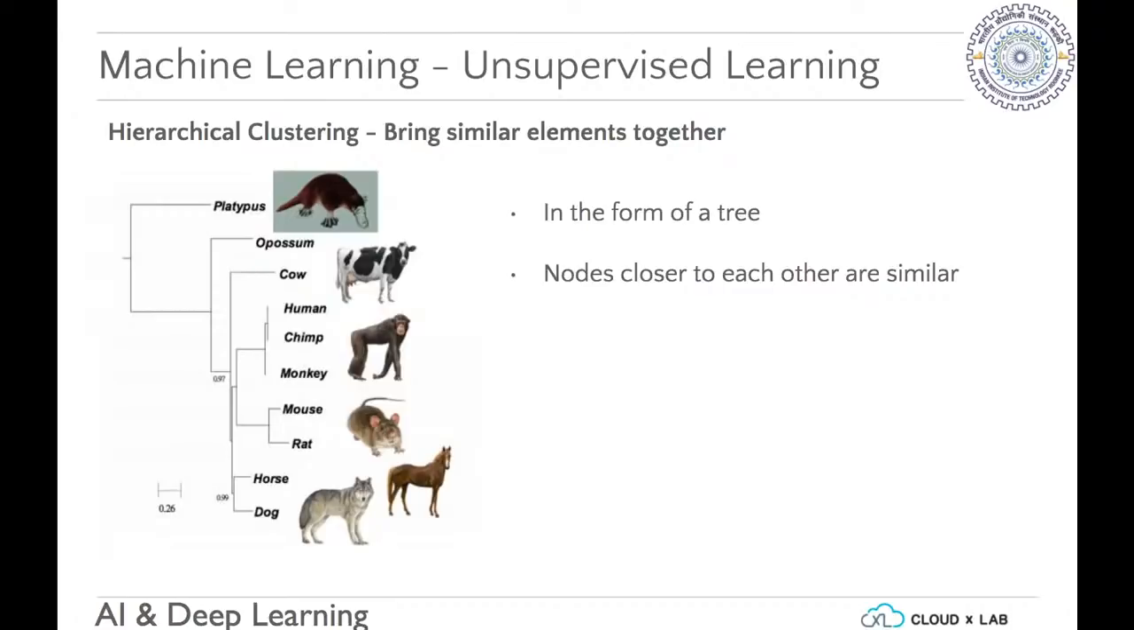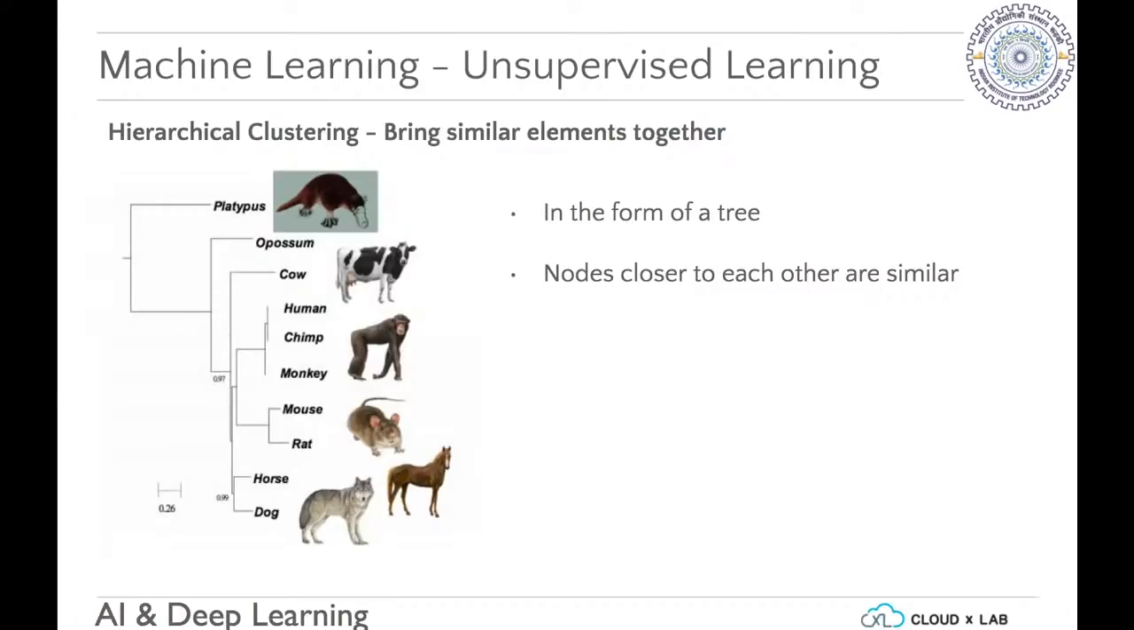Now, another kind of unsupervised machine learning is hierarchical clustering. Hierarchical clustering is, given the characteristics of objects or examples, create a hierarchy of the objects, things, or ideas. That's called hierarchical clustering.